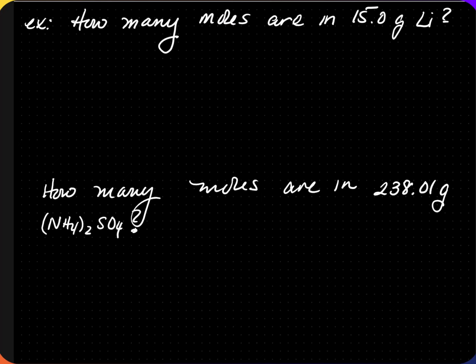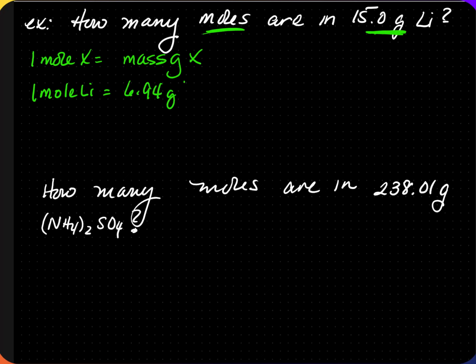So let's look at the following example. First question asks, how many moles are there in 15 grams of lithium? We are given mass of 15 grams and we have moles. We have only one conversion factor that has moles and mass. That is molar mass. We said 1 mole of X is equal to its mass in grams X. So in this case, we have 1 mole of lithium, the element. Its mass off the periodic table is 6.94 grams of lithium.